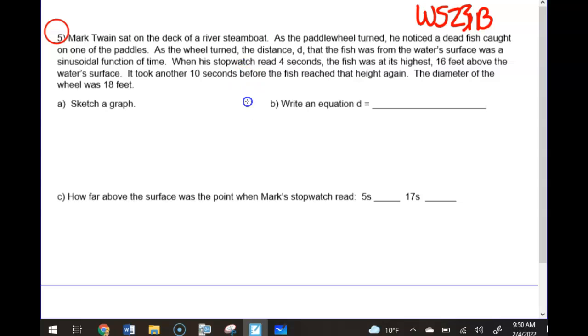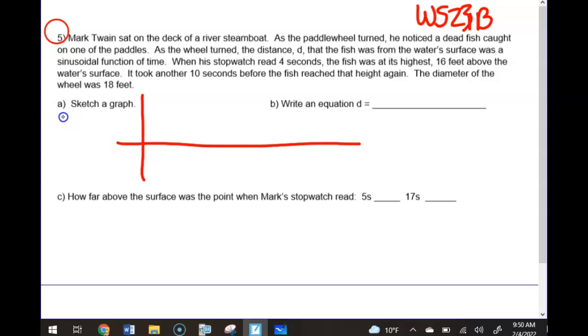Basically, one paddle was different than all the rest, okay? As the wheel turned, the distance that paddle, where the fish was, from the water surface was a sinusoidal function of time. So basically, it would have been nicer if I just said there was all blue paddles, but one was red, okay? As that red one went around, he noticed it goes up and down, okay? So he's watching that one paddle with the dead fish, okay?